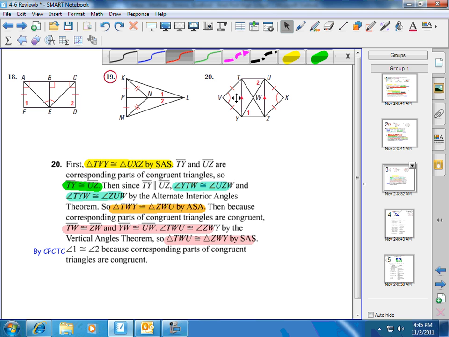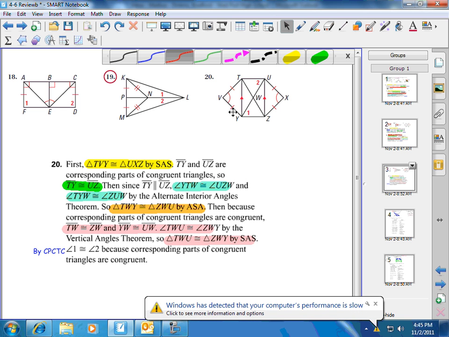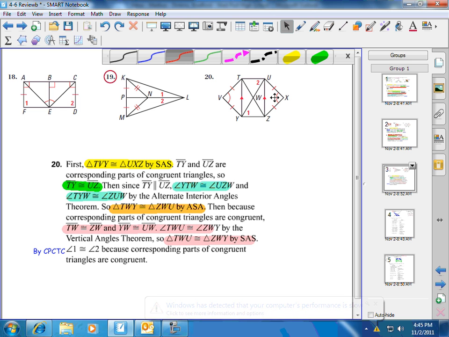So let's start with where we have enough information and see where that takes us. So we can say that triangle TVY and UXZ are congruent by side angle side. Side angle side, side angle side says that these two triangles are congruent. All right, now what we want to note here is how these angles can help us.